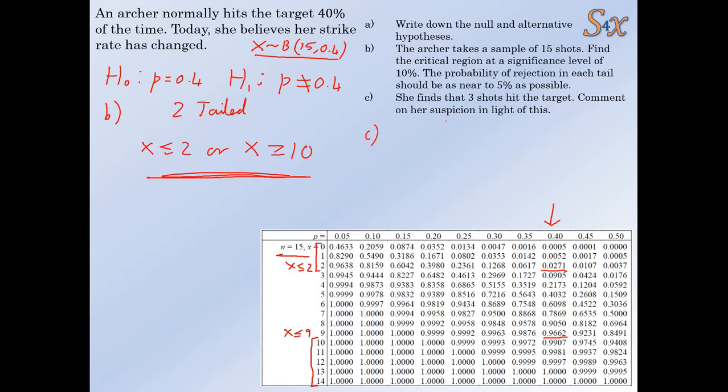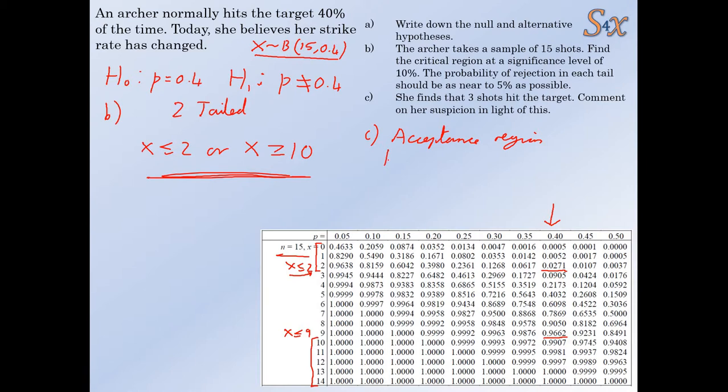Part C says she finds that 3 shots hit the target. Comment on her suspicion in light of this. Well, 3 shots hit the target. We're actually in the acceptance region, aren't we? If we look at the table, we're here. We're outside of the critical region. Okay, the critical region was x is less than or equal to 2.